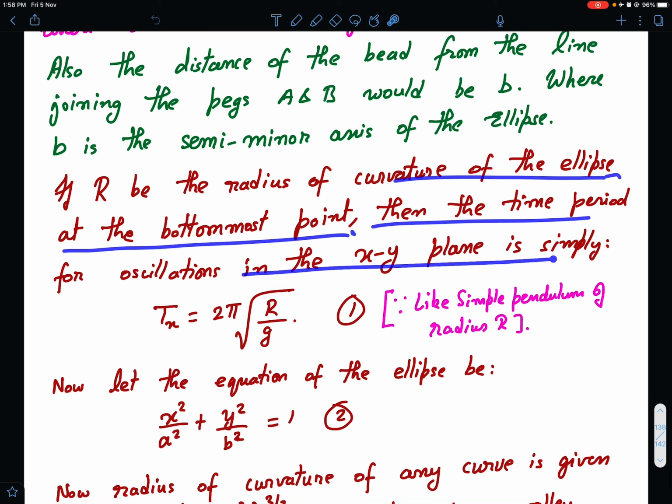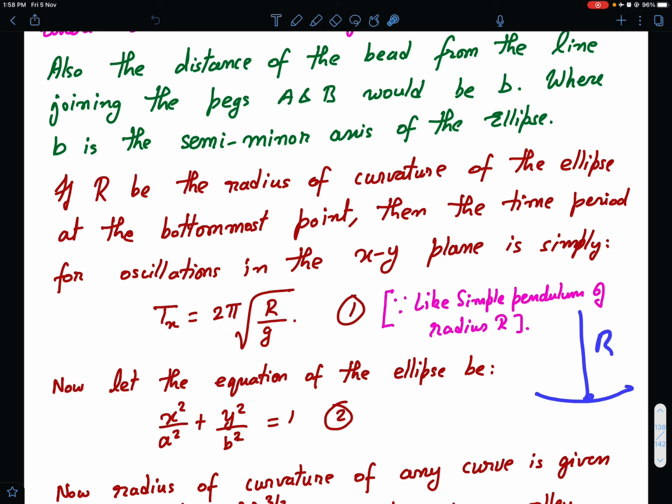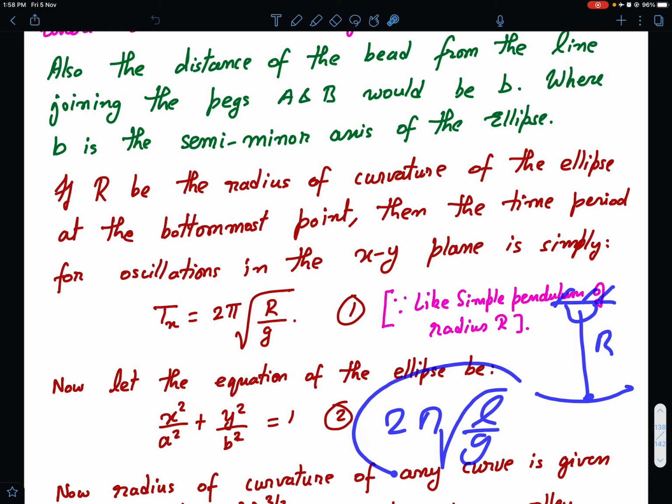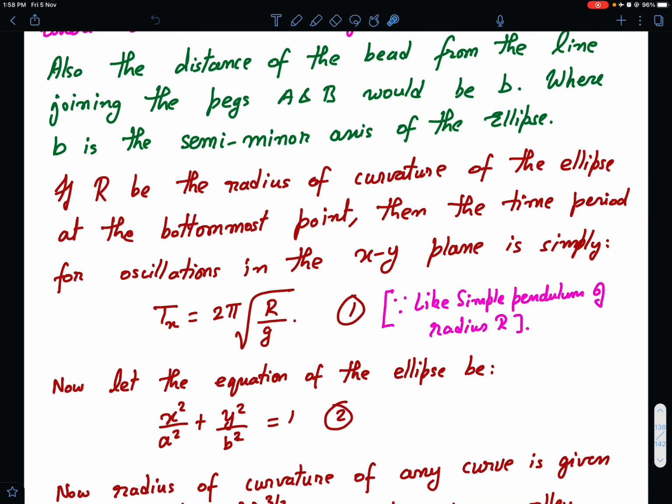If r is the radius of curvature of the ellipse at the bottommost point, then the time period for the oscillation in the xy plane is simply 2 pi under root r by g. See, if there is a pendulum going in a radius r, what is the time period? You know that for a standard pendulum the time period is 2 pi root l by g. And from the energy point of view, it doesn't matter whether you are going in a vessel or some cylinder of radius r, or you are tied to a string. It's one and the same thing from the energy point of view. So if it is oscillating in a vessel of radius of curvature r, then the time period is 2 pi under root r by g, right?